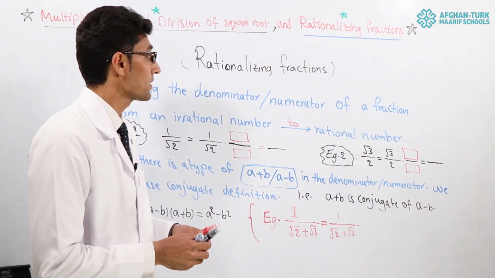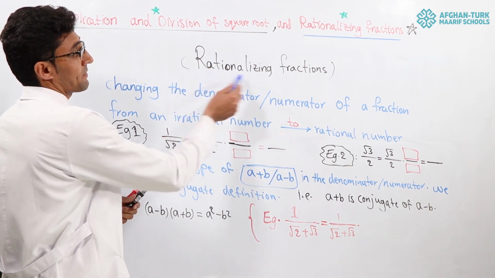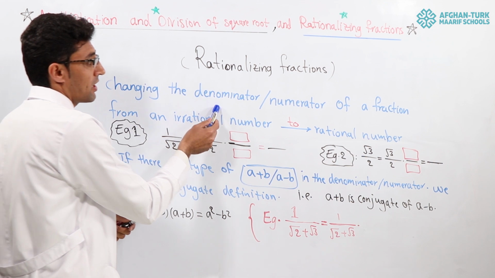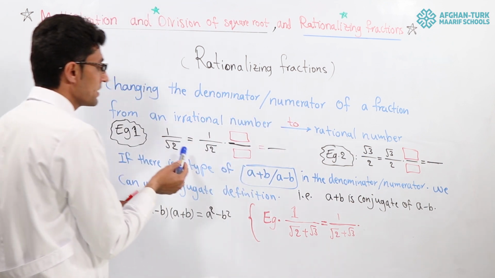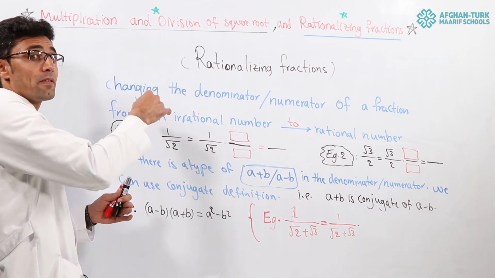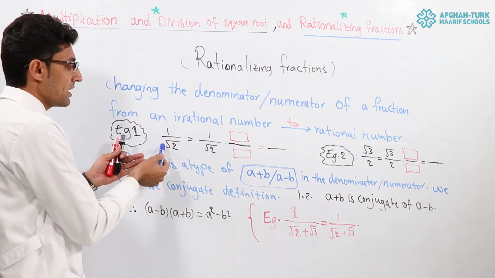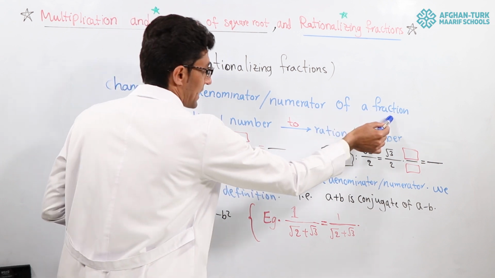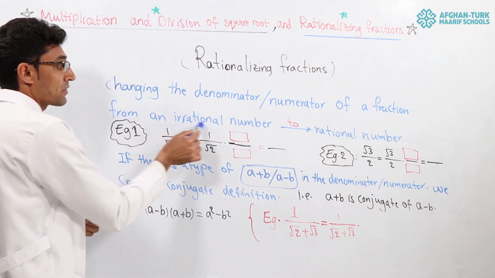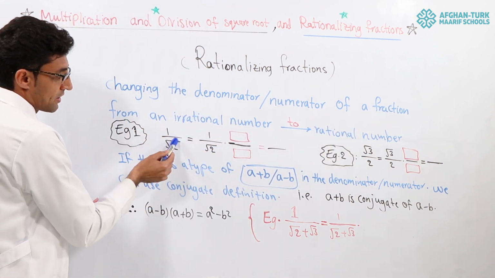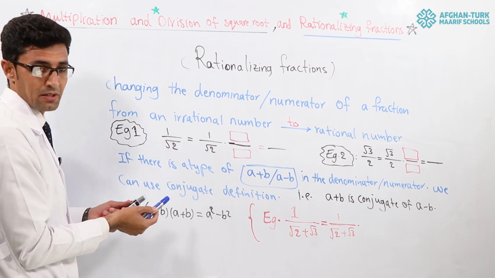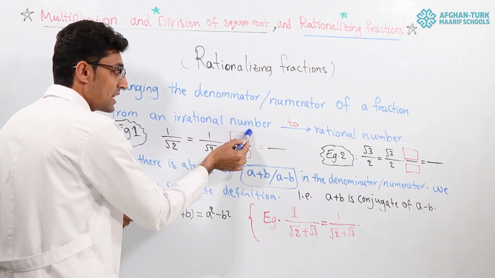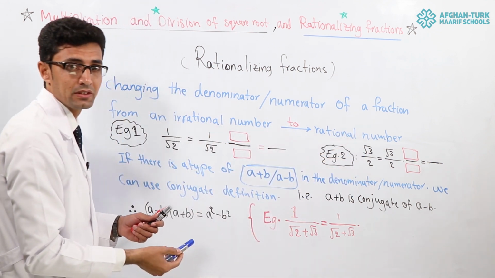Okay, dear students, now we are going to study rationalizing fractions. What does it mean? Changing the denominator or numerator of a fraction from an irrational number to a rational number. You know that the square root of 2 is an irrational number. The square root of 3 is an irrational number.